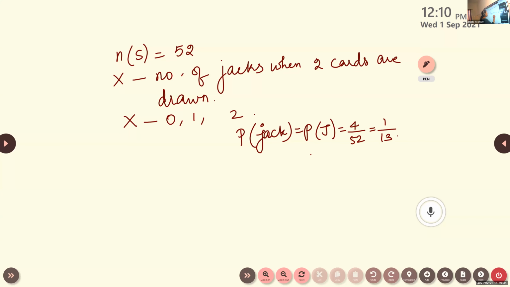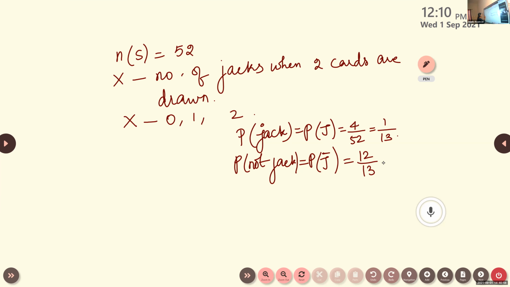So what is the probability of getting a not-jack? I'm denoting this as J bar. What is P of J bar? Will it be 12 by 13? Is it correct?